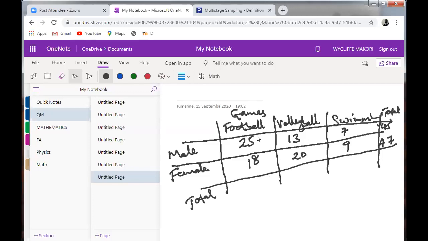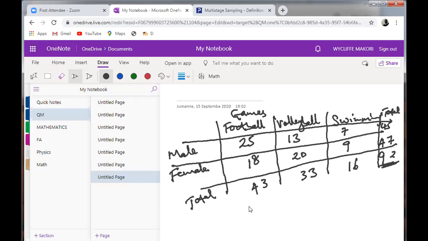The total of volleyball, both male and female, are going to be what? Those who are doing volleyball, both male and female, they are 33. Those who are doing swimming, male and female, they are 16. And you find that now, if you add this across, it's going to be the same as the addition of this. 45 plus 47, this will be 92. This 92 is the grand total of all the participants.